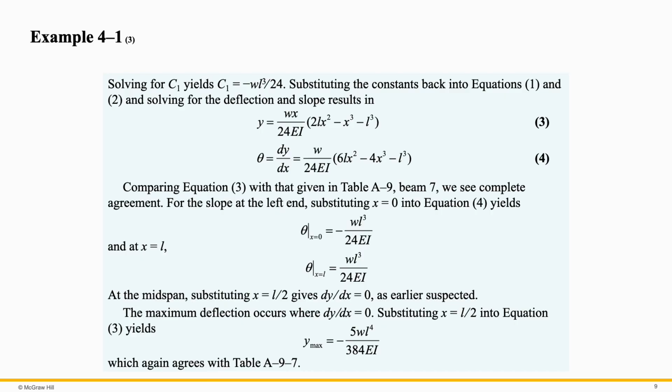Now, our next and last objective is to determine the maximum deflection. We know that the maximum deflection occurs where dy/dx is equal to 0, where the slope is equal to 0. Actually, this corresponds to the midspan of this beam when x is equal to L over 2. When we substitute x equals L over 2 into our deflection function, we obtain the maximum value of the deflection of this beam as presented here. The maximum deflection is equal to negative 5 times w times L to the 4th power divided by 384 EI.